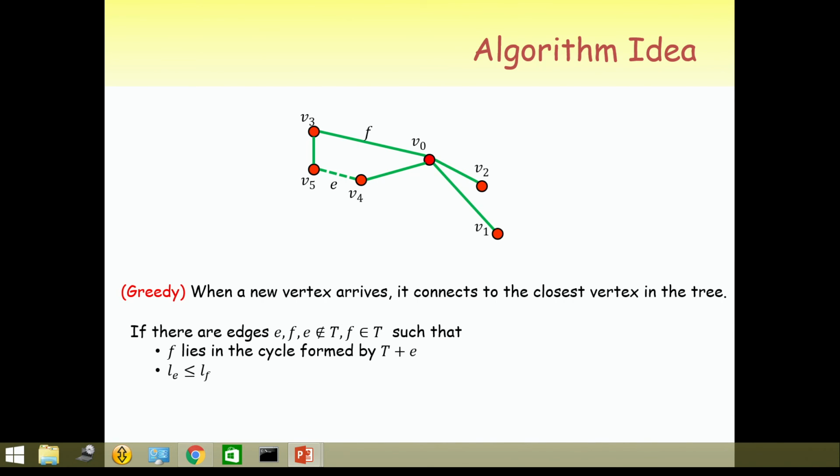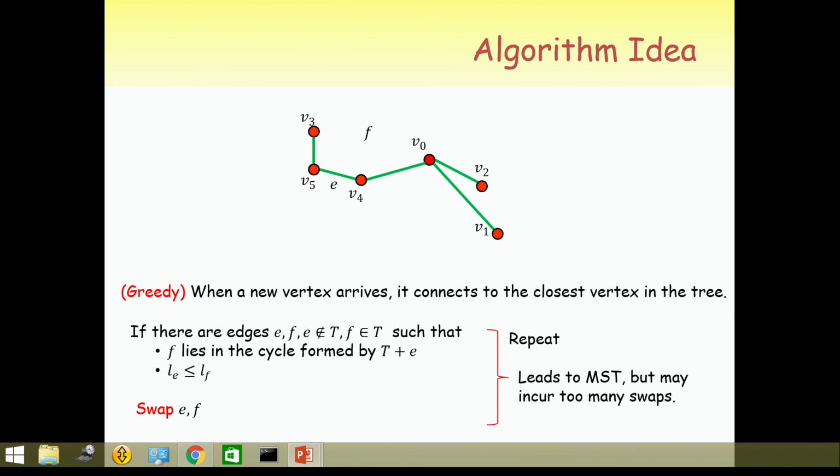And suppose if I could add E and remove F, the cost of this tree goes down. Suppose I could do these kind of changes. So then I'll say that let's add E and remove F, and I keep on doing this. Now if I keep on doing this till I can no longer do this, I know that this will lead to an MST, because that's exactly what it is.